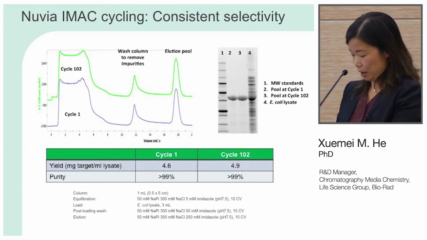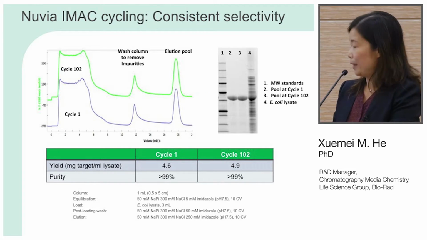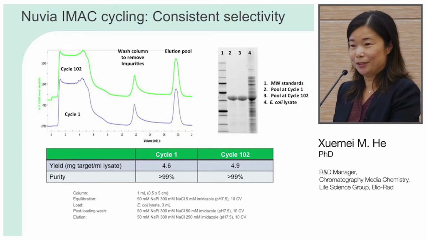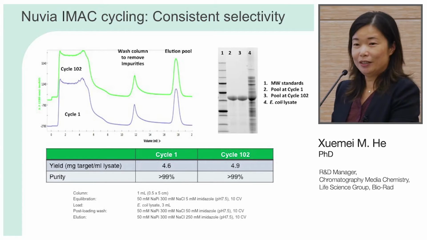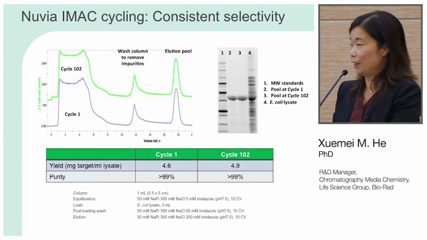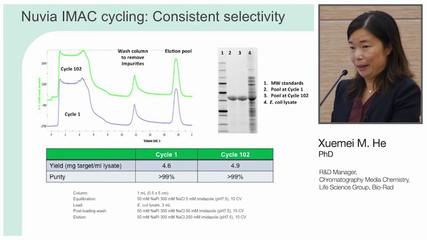Now we come to the purity. So we are comparing the purity of the finished purified material of the first cycle and cycle 102. As you can see, the purity on the gel, there's not much difference from the first cycle to the last cycle, and we are also talking about the same yield.